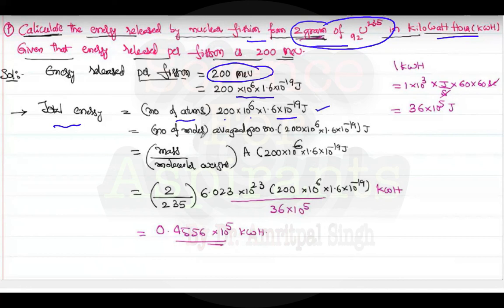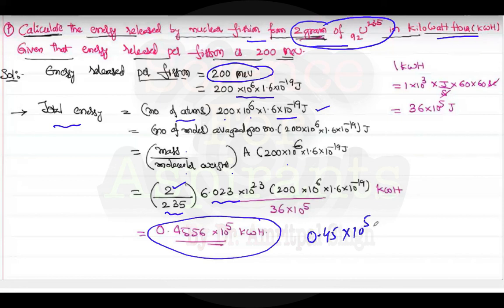So the number of moles will be equal to mass over molecular weight. The mass is 2 gram, the molecular weight of uranium is 235, multiplied by Avogadro number and multiplied by this total energy. You can see that 2 gram of uranium releases approximately 0.45 into 10 raised to power 5 kilowatt hour of energy. Kilowatt hour is generally represented as 1 unit of energy.